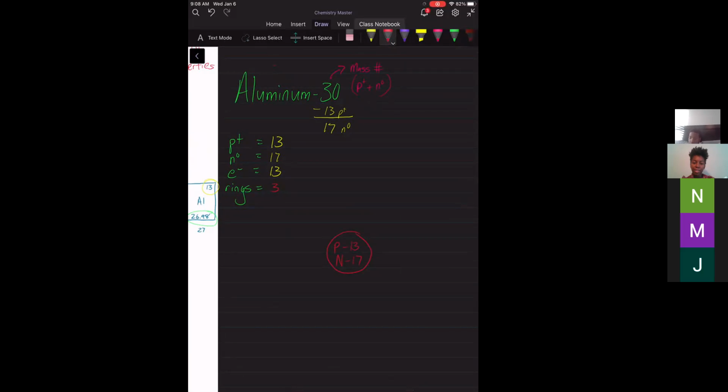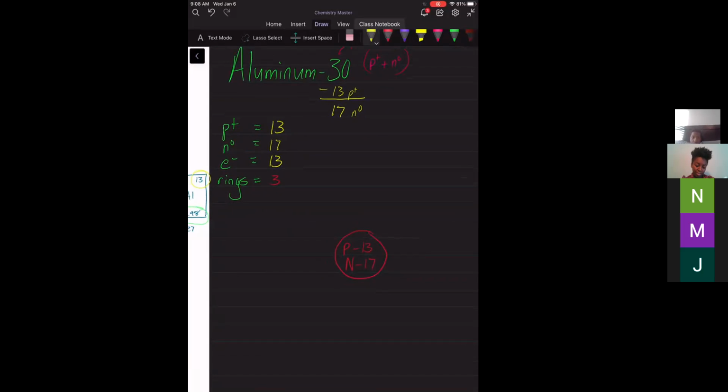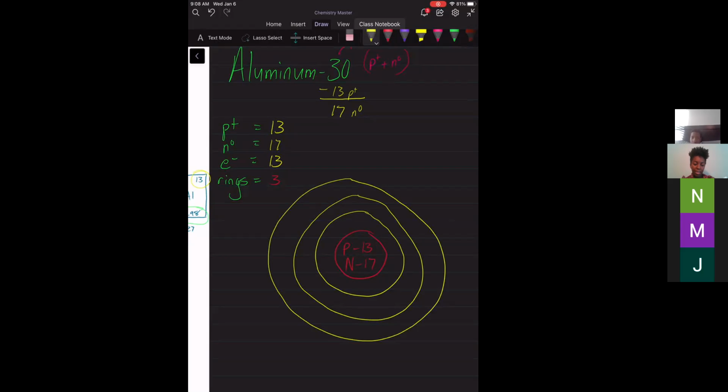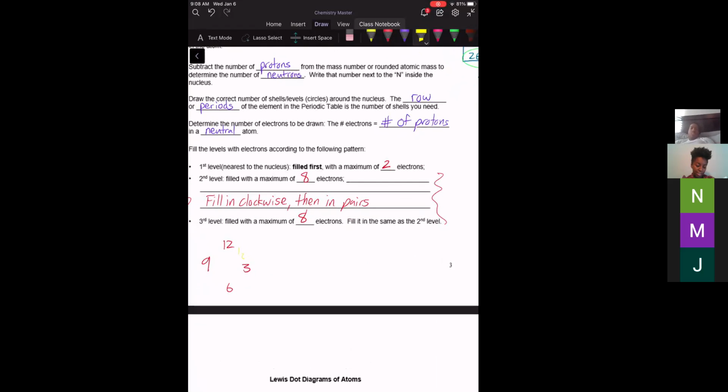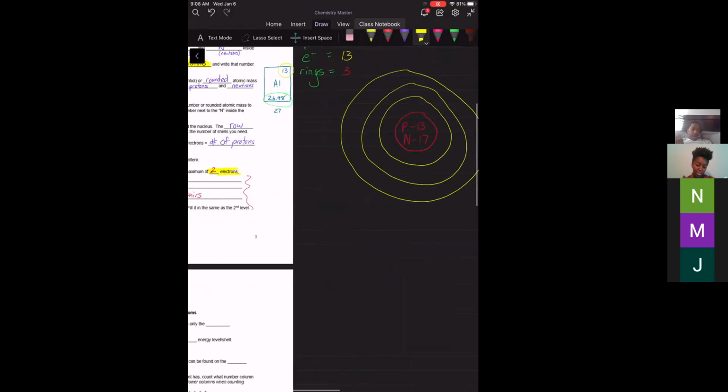Now I need 3 rings. This one does not count as a ring. This is the nucleus, okay? So I'm gonna draw 3 rings. 1, 2, 3. All right. Now I need to do 13 electrons. Now, when I go back over here, it told me my first ring can only hold 2 electrons. My second one can only hold 8. And the third one can hold 8. All right, so I need to fill in 13 electrons.